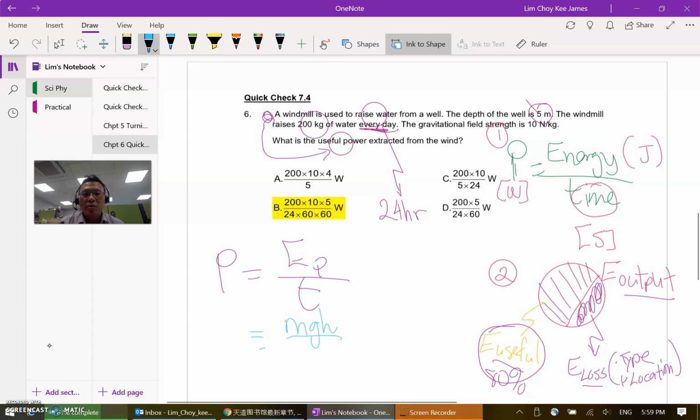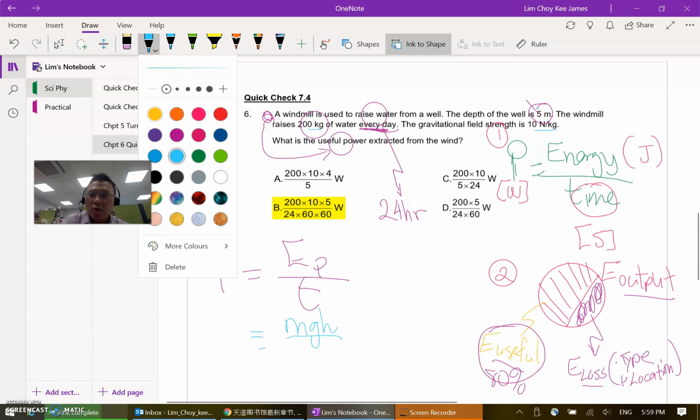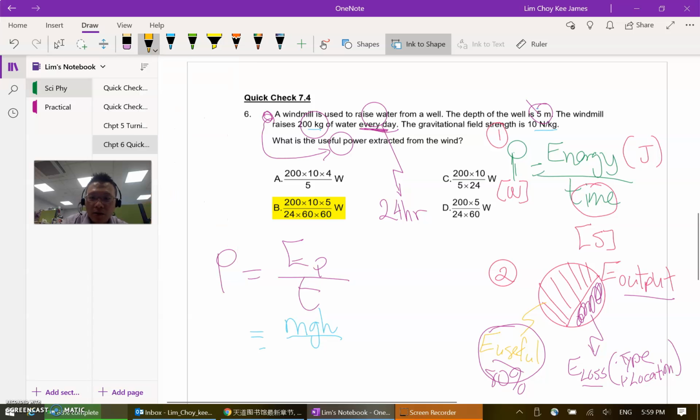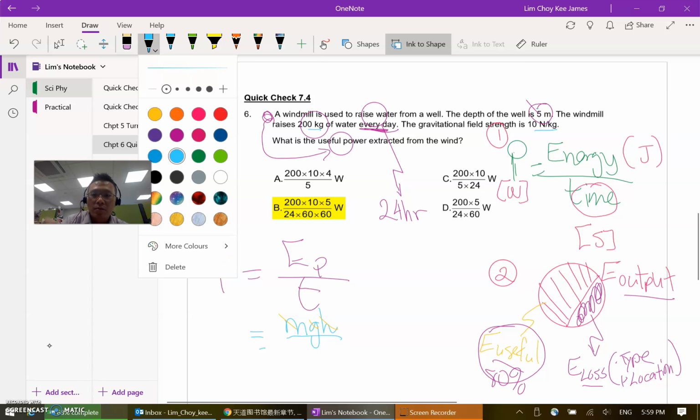Double check, make sure everything is in SI units. Mass is in kg, followed by height in meters, so these two are accounted for. G, gravitational field strength, is 10 Newton per kg, SI unit. So we have more or less settled these. Since this is SI unit, I will be able to substitute straight inside. Height is in meters, so I just do a direct substitution. G will be direct. Then what about T?